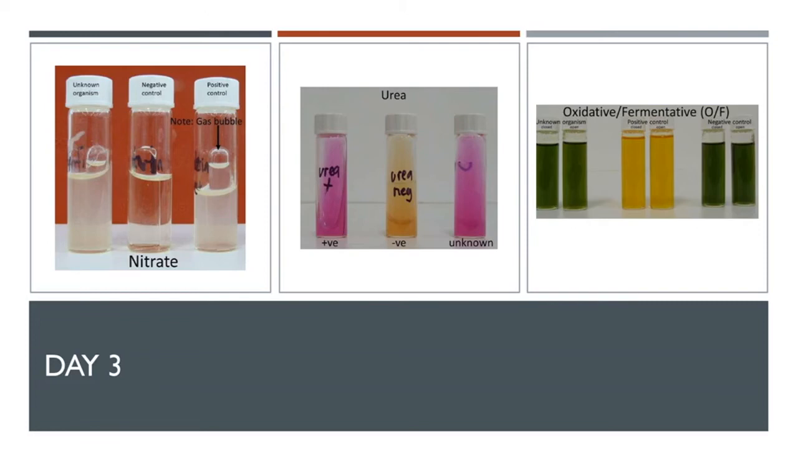The nitrate reduction test was positive, indicating the presence of the nitrate reductase enzyme. Then we had a positive urease result, so we knew our organism could utilise urea. And then finally, our organism was unreactive for the oxidation fermentation test, so we know it cannot utilise glucose.